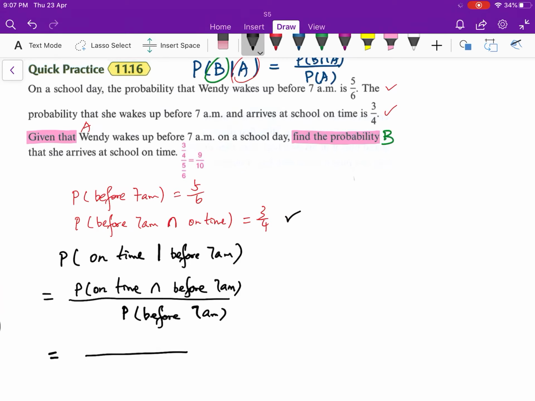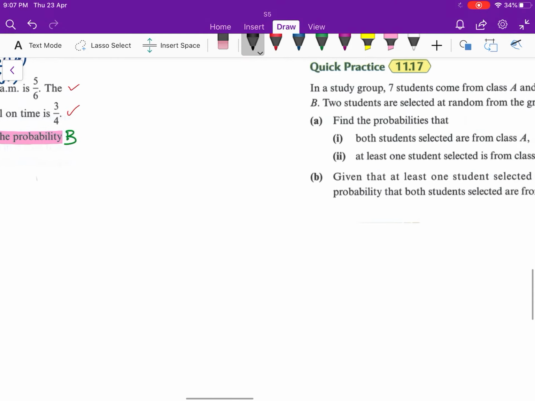Now, the probability of on time and before 7 a.m., here, can you see that? It is 3 out of 4. Then before 7 a.m. is this one, 5 out of 6. See, they give you almost all the answer. So you just put it in the formula, then you will get the final solution. It will be 9 out of 10. Got it? So this is quick practice 11.16.